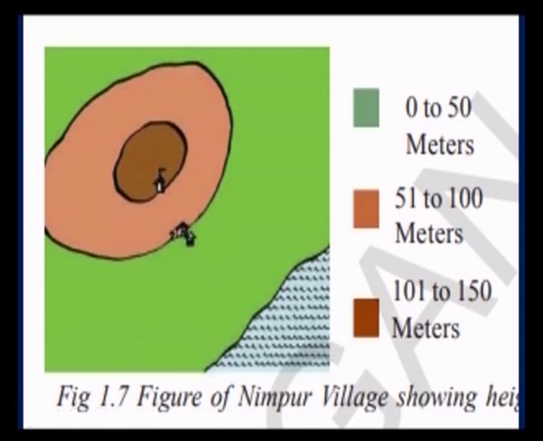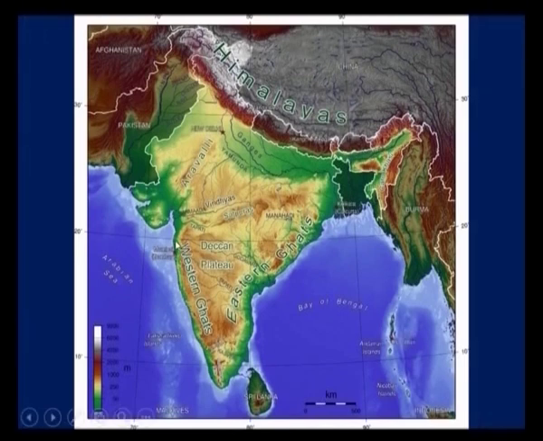Now, let me show you the physical map of India. Can you see this physical map of India, children? Here also you are finding the different color schemes used in the physical map of India. And here, children, they have shown you one scale.